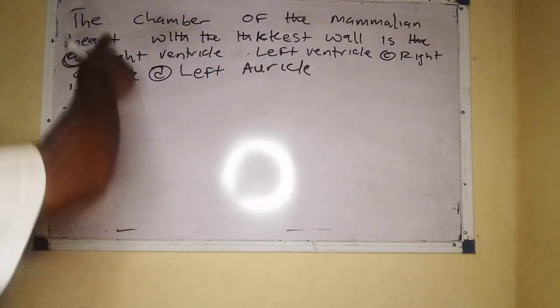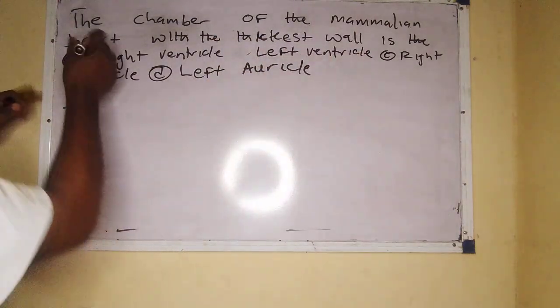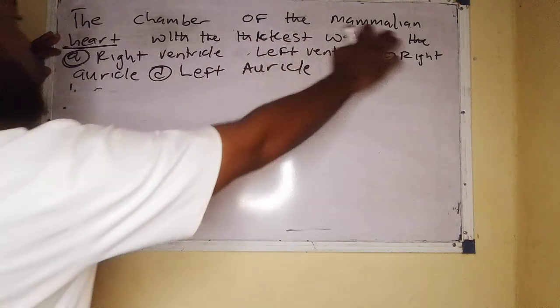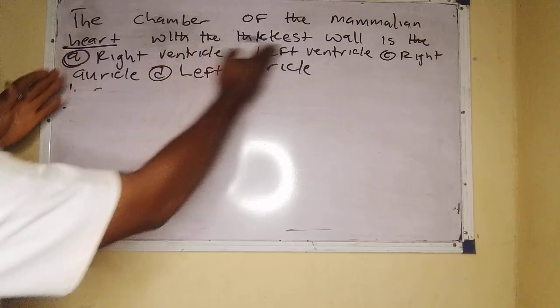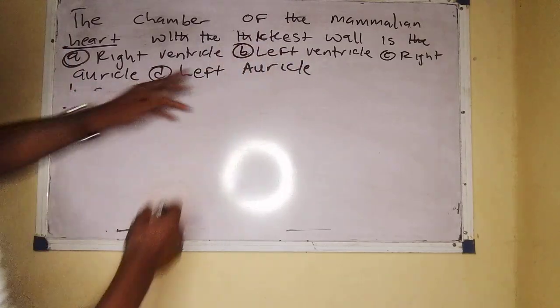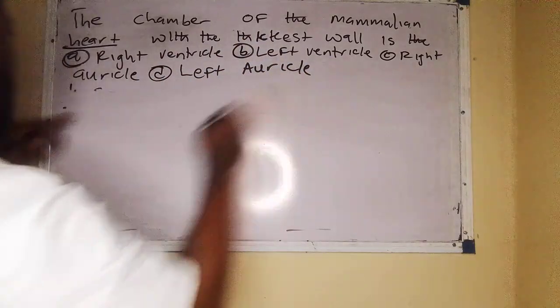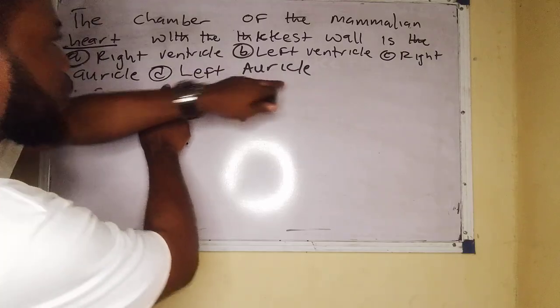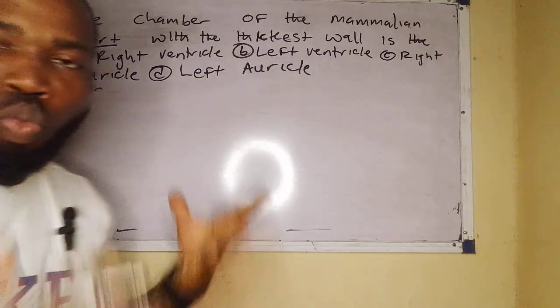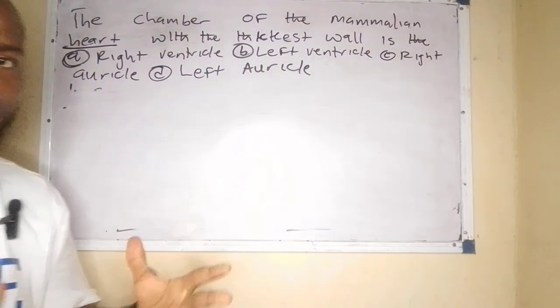Now, they said that the chamber of the mammalian heart with the thickest wall is the dash. We have option A, the right ventricle; option B, the left ventricle; option C, the right auricle; then option D, the left auricle. Now they're asking us which part of the mammalian heart is the thickest.